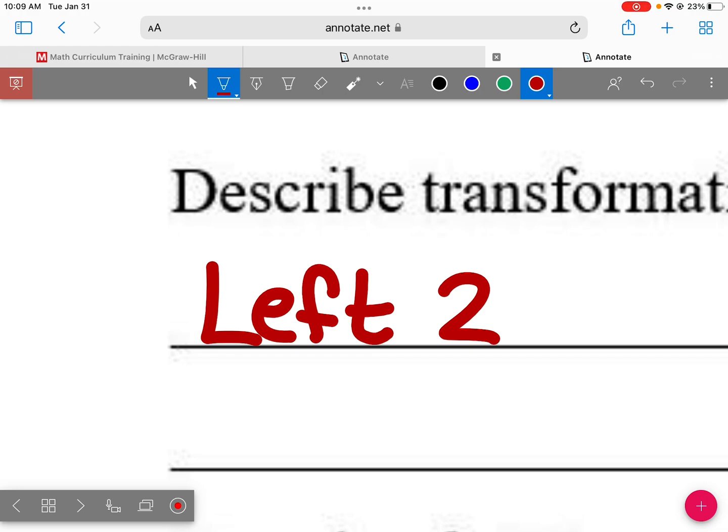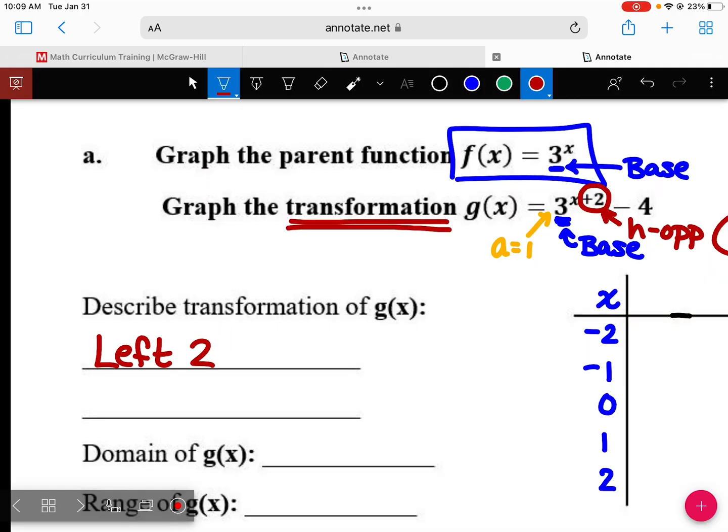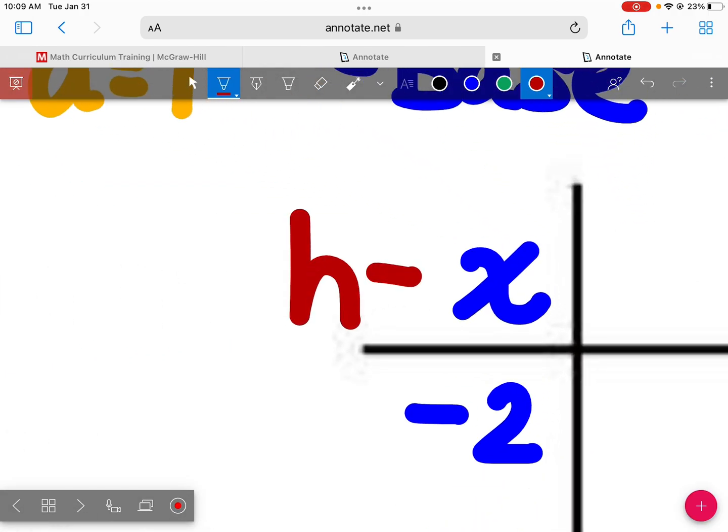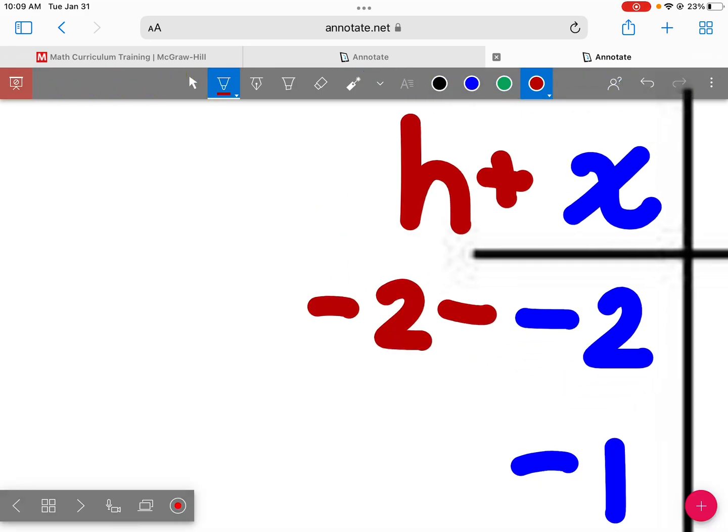Which axis goes left and right, the x-axis or the y-axis? X-axis. So I'm going to add my h value to all of my x's. So I'm going to add -2 to each of these.